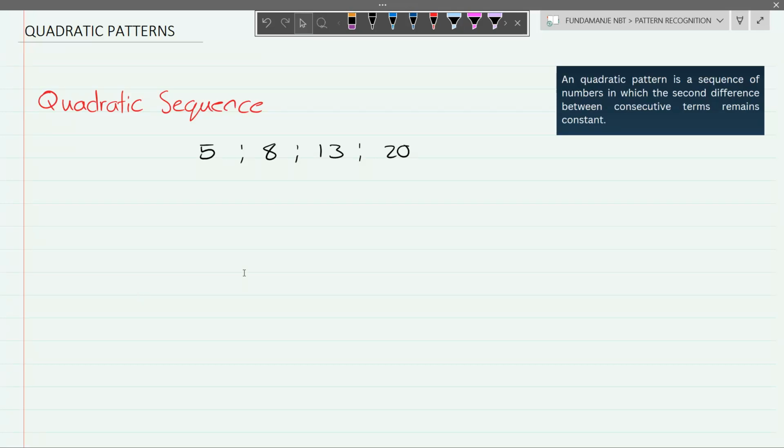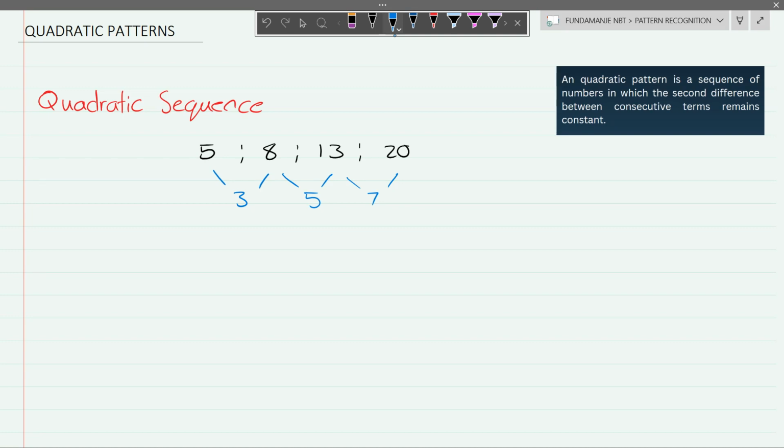Hi, in this lesson we want to talk about quadratic patterns. A quadratic pattern is a sequence of numbers in which the second difference between consecutive terms remains constant. If we were to work out the first difference here, 8 minus 5, we would get 3. 13 minus 8, we would get 5. 20 minus 13, we would get 7.